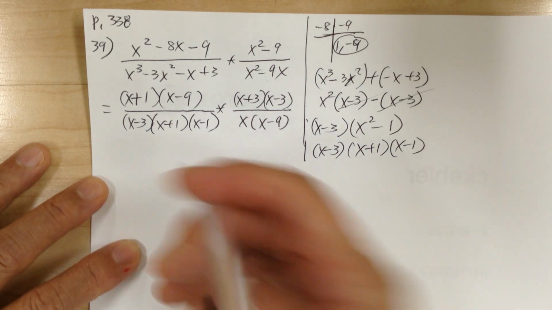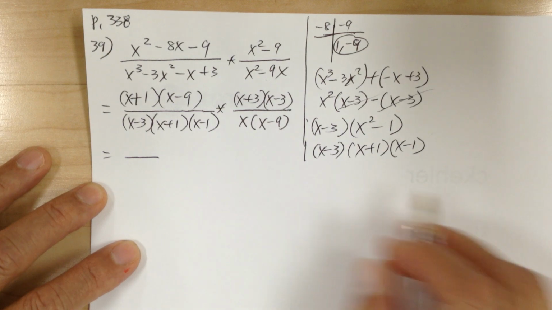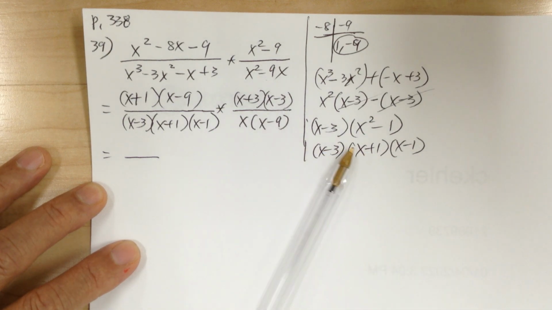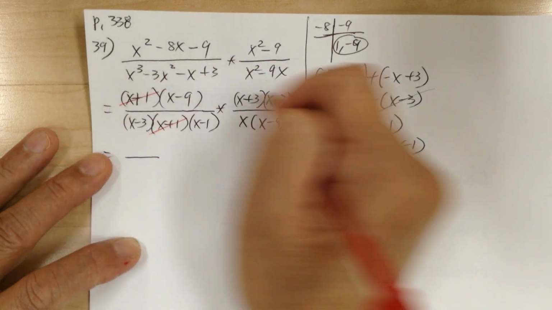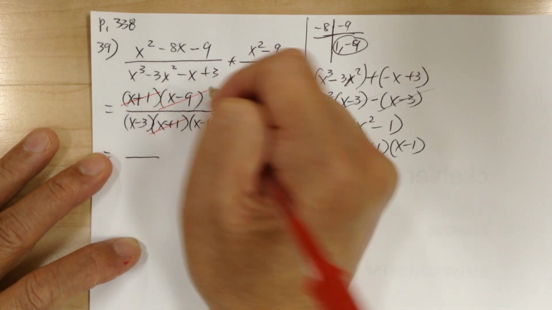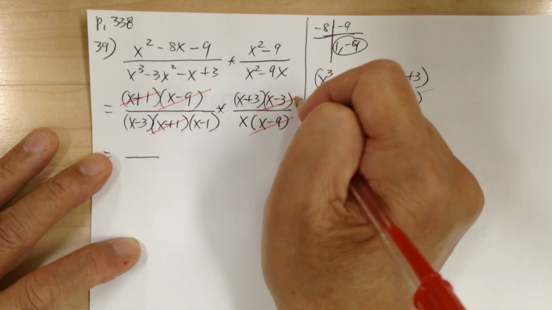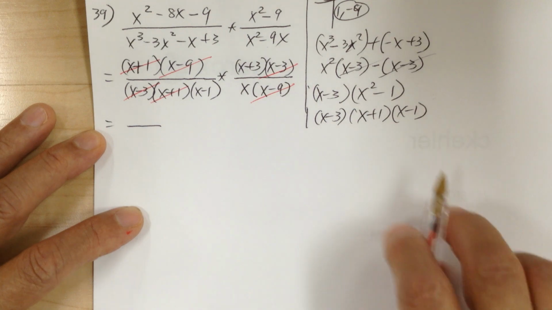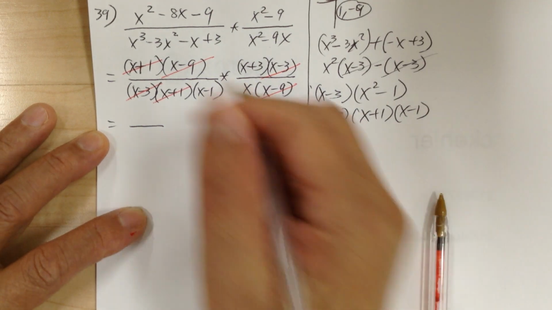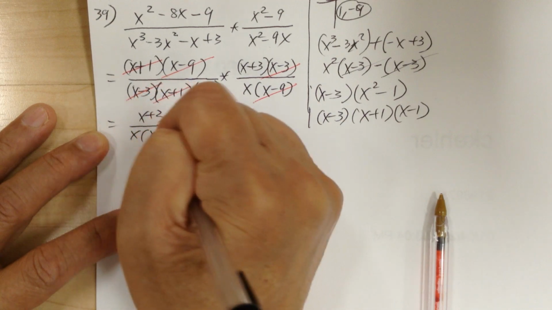Okay, so let's go ahead and cancel things out. So x plus 1 cancels with x plus 1. I can just go down the list. X minus 9, x minus 9, x plus 3 doesn't cancel. X minus 3 cancels with x minus 3. Okay. So you're going to get x plus 3 over x minus 1.